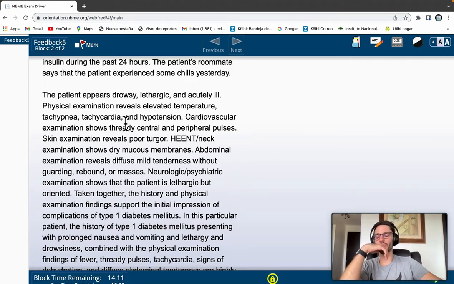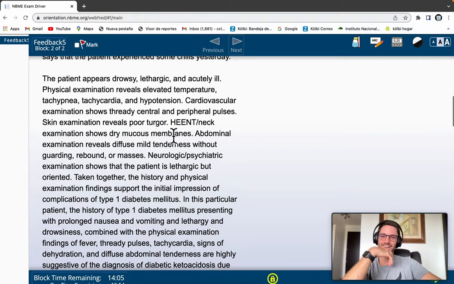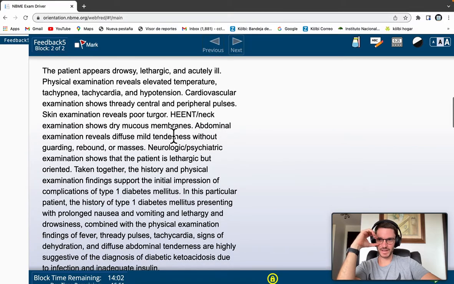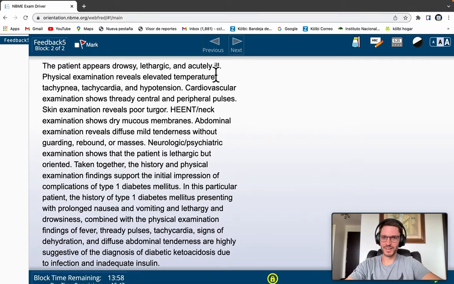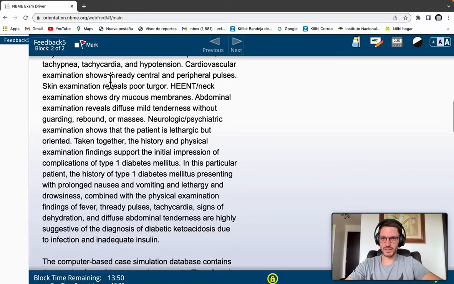So initially, we didn't give her insulin. We just gave her sodium chloride, man. Oh man, that's a fail. Yeah, so we'll see it right here. The patient appears drowsy, lethargic, and acutely ill. Physical examination reveals elevated temperature, tachypnea, tachycardia, and hypotension. Cardiovascular exam shows thready central and peripheral pulses.